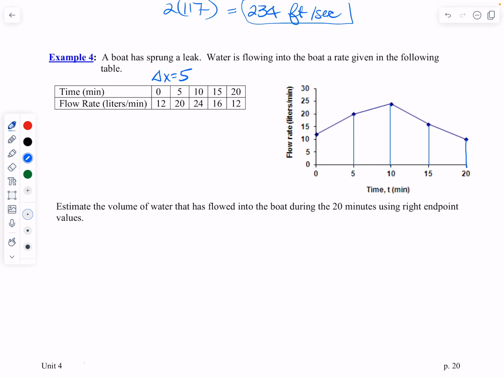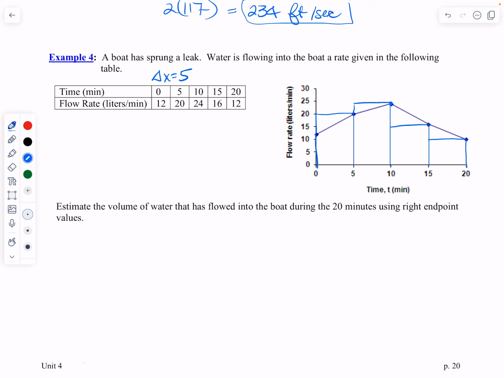Okay, so the first right endpoint for the first rectangular region would be 5. So this rectangle looks like this. And then the next one's going to be 10. The next one's going to be 15. And finally, the last one's going to be 20 using right endpoints.